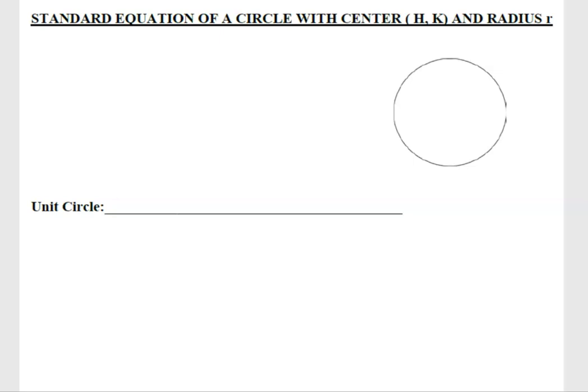On Friday, we spent a lot of time talking about the equation of a circle and how to build that equation. So we're going to start off today by reviewing that. A circle has two distinguishing characteristics. The first one is the center of the circle, which we're going to label as the point (h, k).